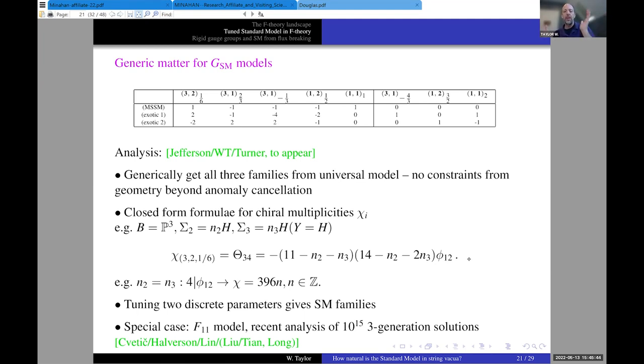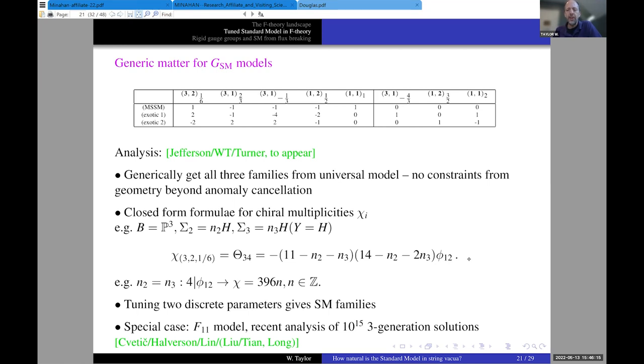Where can we tune this, and what kinds of fluxes can we turn on, and start to analyze those models in more detail? I'll just mention that a year or two ago, there was a paper by the Penn group, Svetich, Halverson, Lin, and other papers with Liu, Tian, and Long, looking at the so-called F11 model. They had a paper with a quadrillion constructions that led to a standard model-like thing. That's a very special case of this broader class of constructions we've got here. So a very large class of constructions.